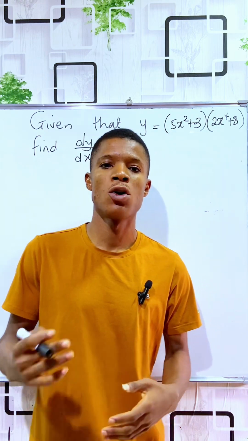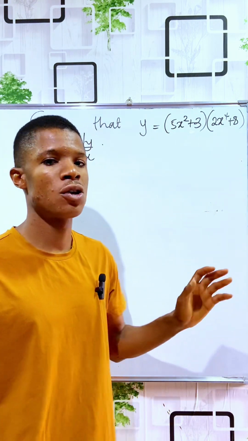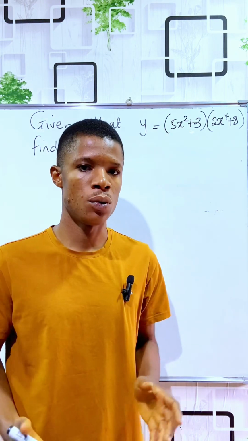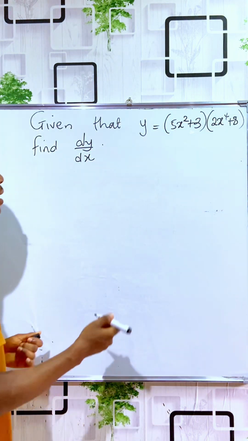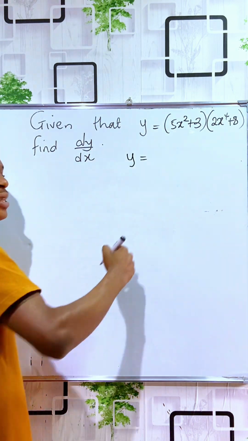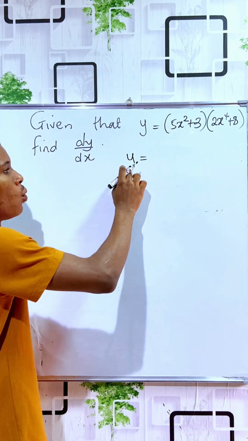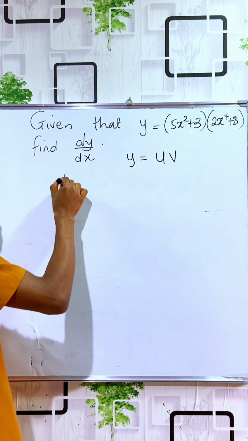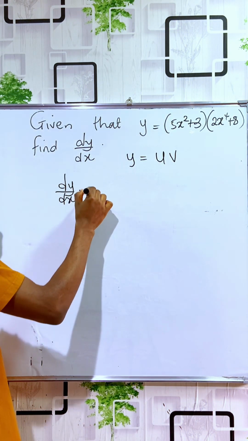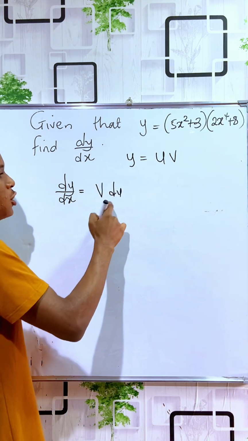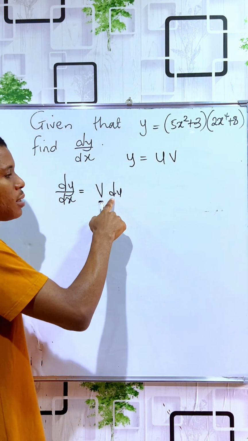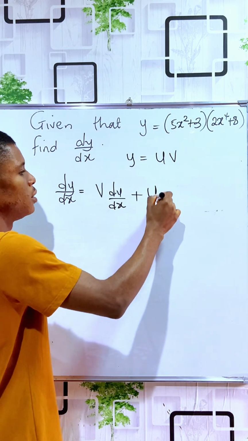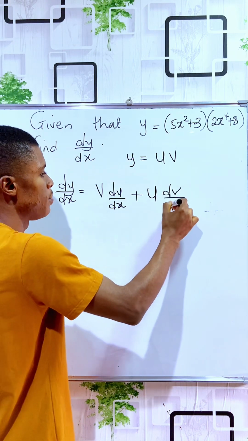In this tutorial, we are going to learn how to differentiate a function y with respect to x using the product rule. The product rule is defined as follows: when you have y redefined in terms of u and v, the derivative dy/dx of the function is equal to v du/dx, differentiating u and keeping v the same, plus u times dv/dx, where you differentiate v with respect to x.